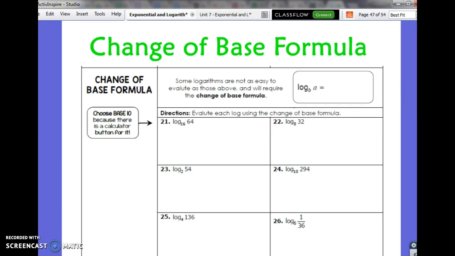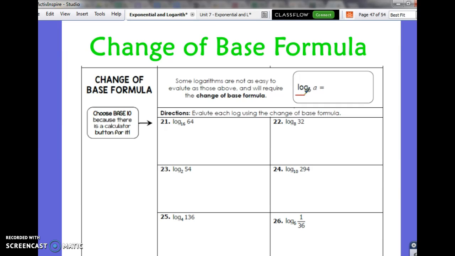You use the change of base formula if there is a problem that you cannot easily evaluate with some common exponent rules, or perhaps you're trying to graph, which we will do in a few days, on your calculator, and you're trying to graph a log of a base other than 10. So the change of base formula that we will use initially does this.